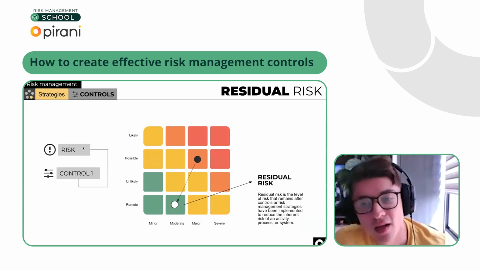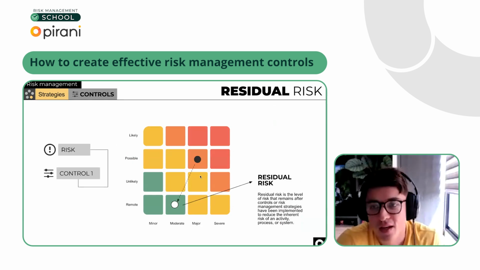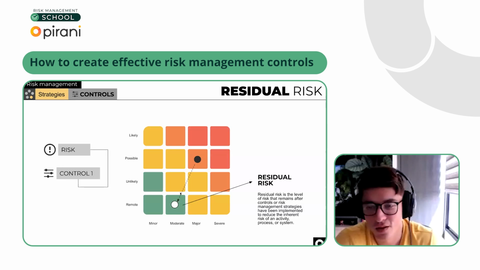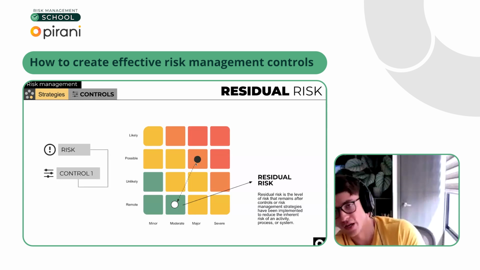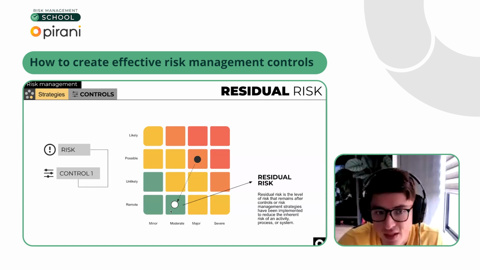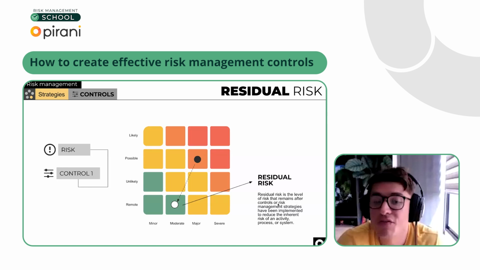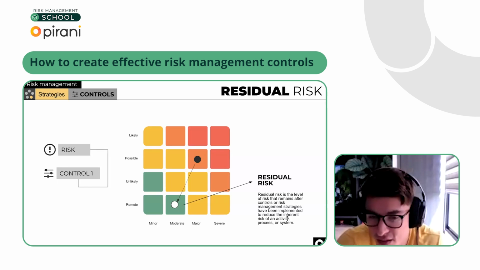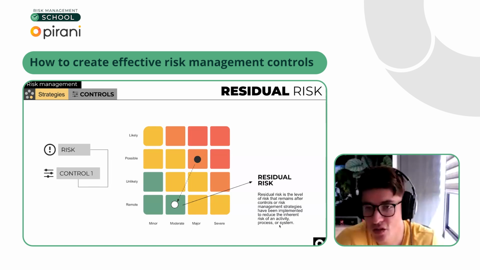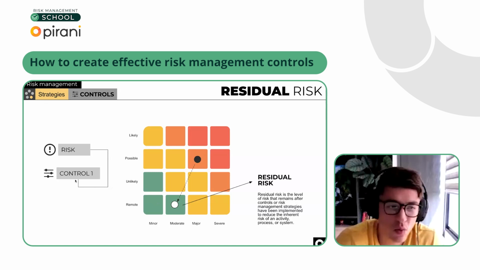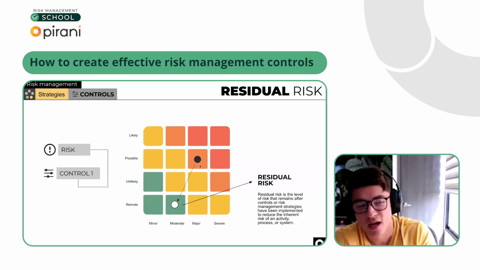So once you link a control with a risk, and that control reduces or mitigates the likelihood or the impact, you're going to move the risk, in this example, from the orange area to the green area. And that is known as the residual risk. The residual risk is the level of risk that remains after controls or risk management strategies have been implemented to reduce the inherent risks of an activity, process, or system. So maybe you associate one control with a specific risk, and this control moves the inherent risk from orange to yellow or to green.